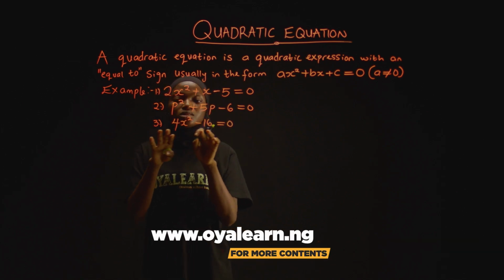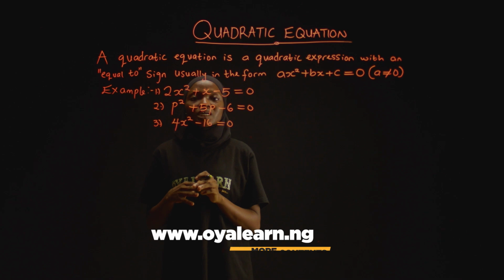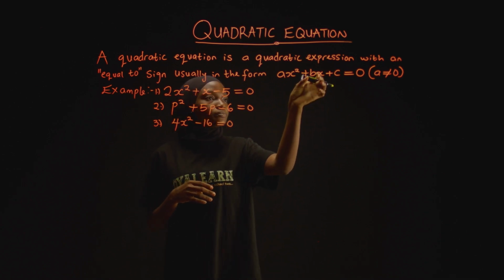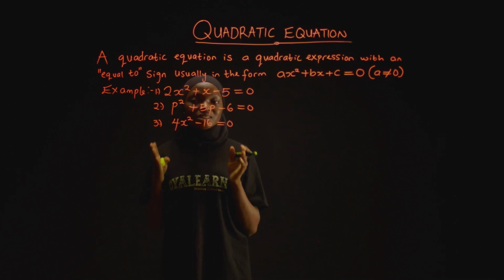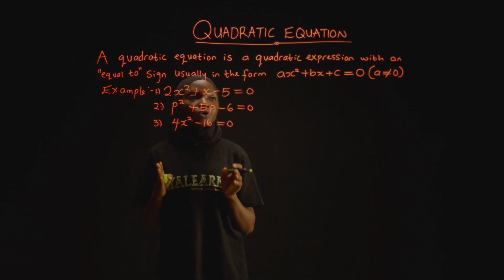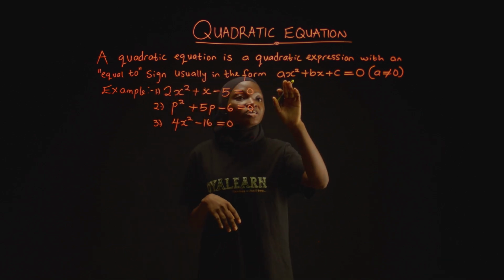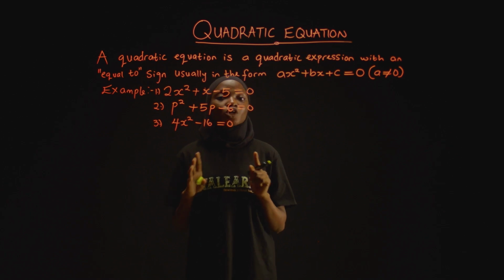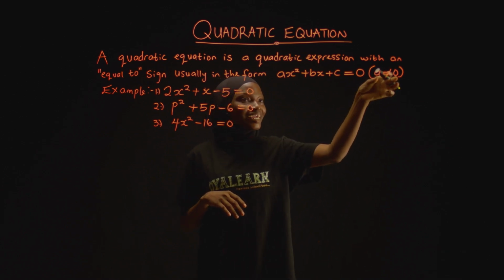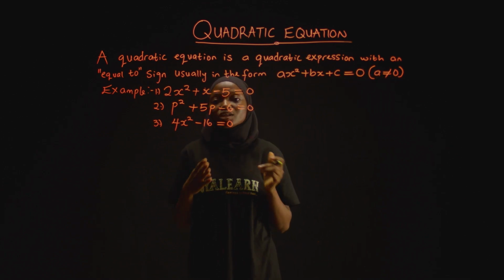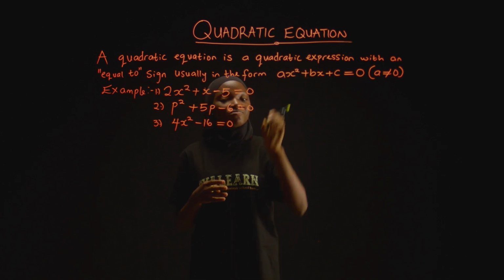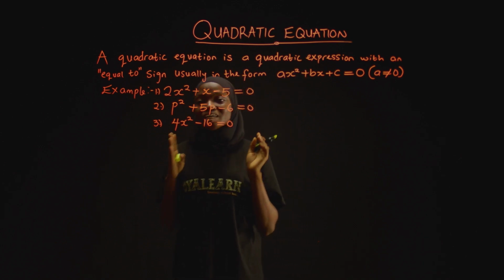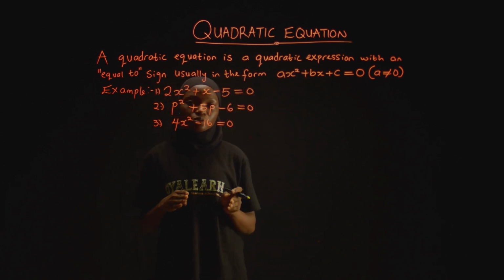Now, if you look at this example, you notice that it does not have this term here, and it is still a quadratic equation. Recall in the definition, it is usually in the form ax squared plus bx plus c. The only thing that cannot be 0 here is just the a, that is the coefficient of the x squared. The x squared that we have here, it is what makes that equation a quadratic equation.